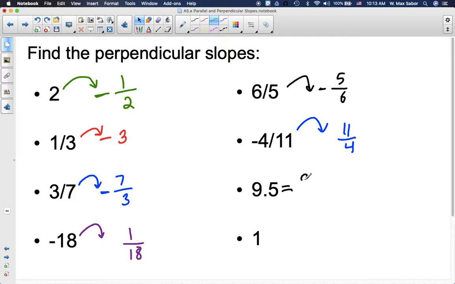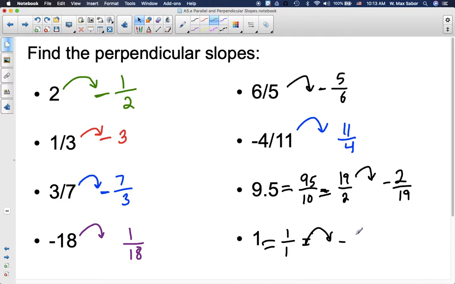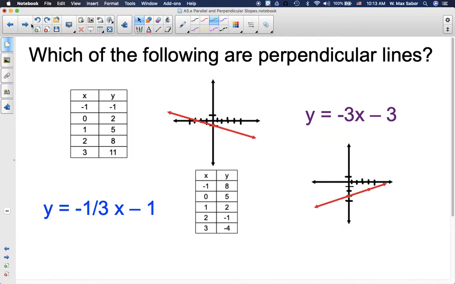9.5 is the same thing as 95/10, which is also the same thing as 19/2. So we can flip that to make it negative 2/19. That's our perpendicular slope. And 1 is the same thing as 1/1, which when we flip it becomes negative 1/1, or negative 1. So these are perpendicular slopes.